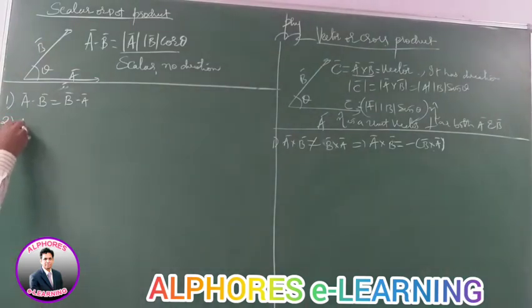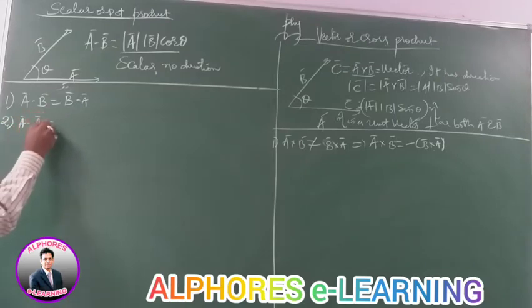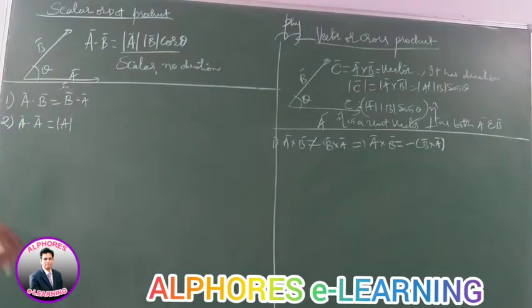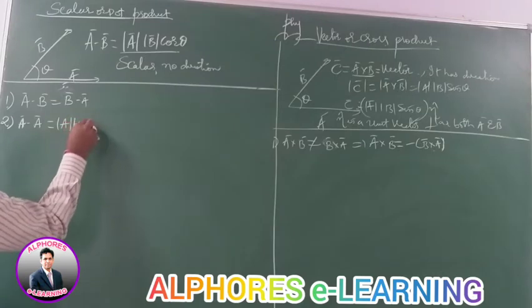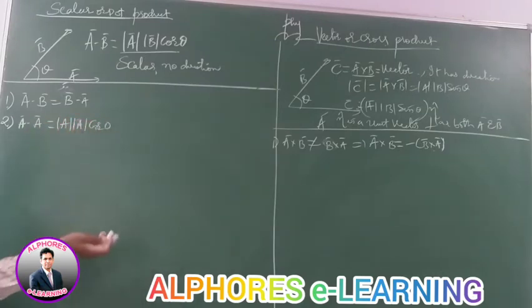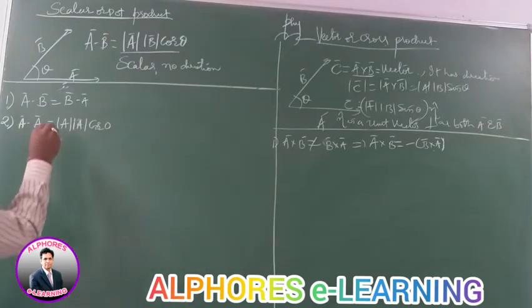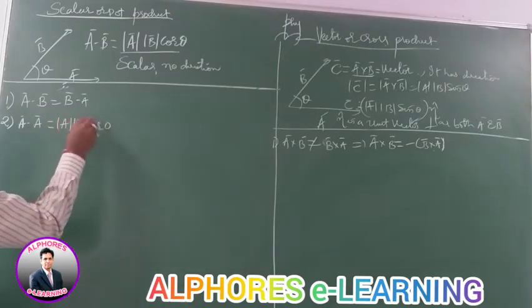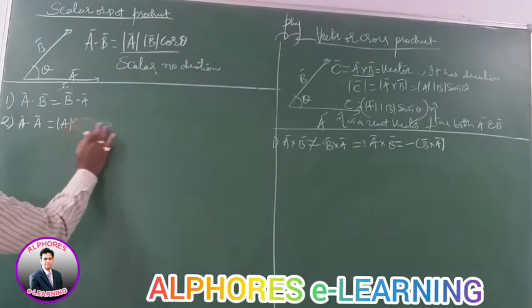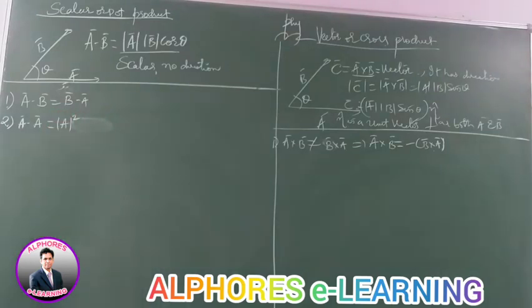Now here A bar dot A bar is mod A square. What is A dot A? Here B is also A. If the vector B is taken as A, then mod A, mod B cos theta becomes mod A into mod A, which is mod A square, and cos 0 is 1. So I get it as mod A square.